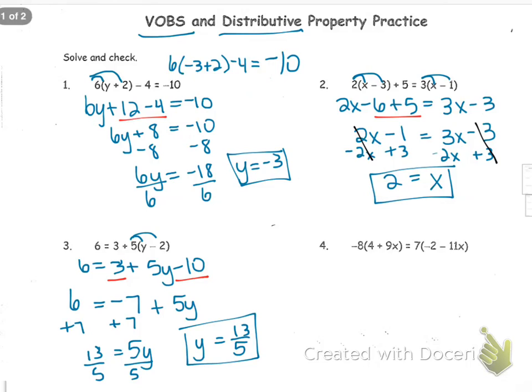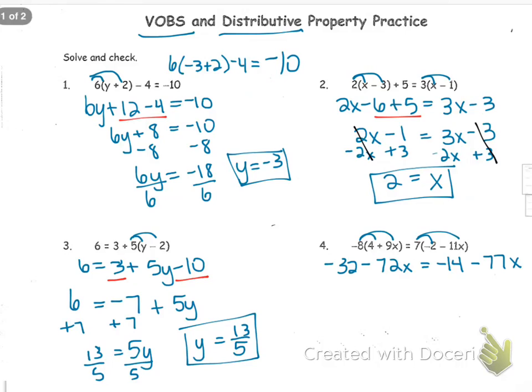Okay, so now let's look at this next one. Once again, I'm going to distribute twice. First is negative 8. So negative 32 minus 72x. Then I'm going to distribute a 7. Negative 14 minus 77x. Okay, now I need to get all the x's on one side and all the numbers on the other side. Doesn't really matter how you do this.